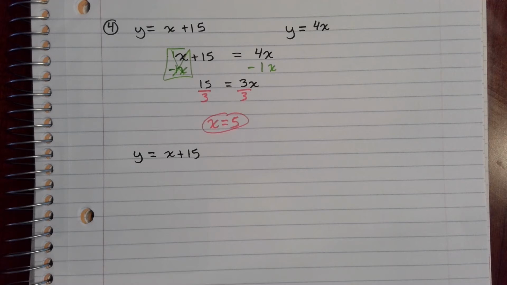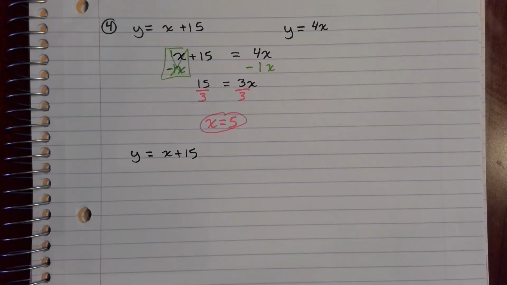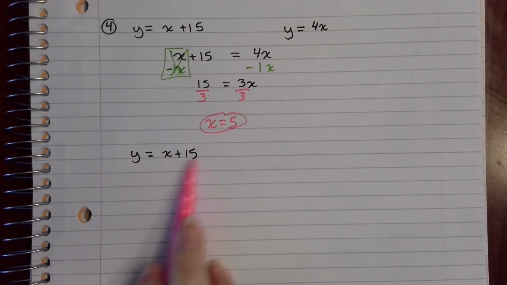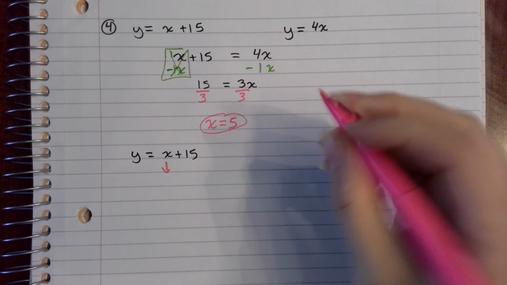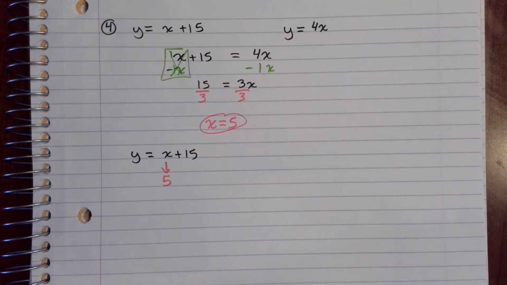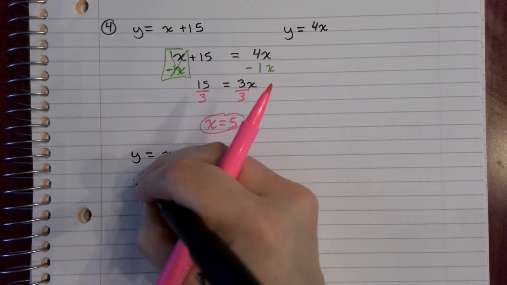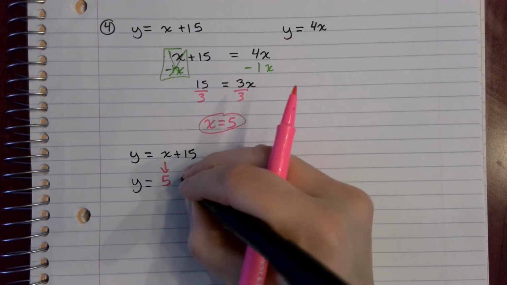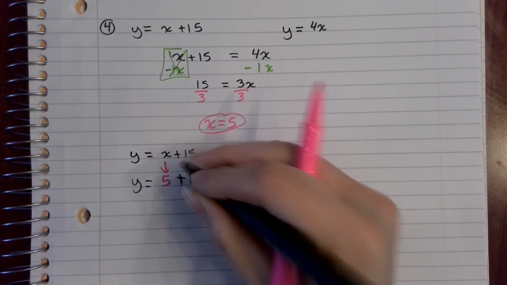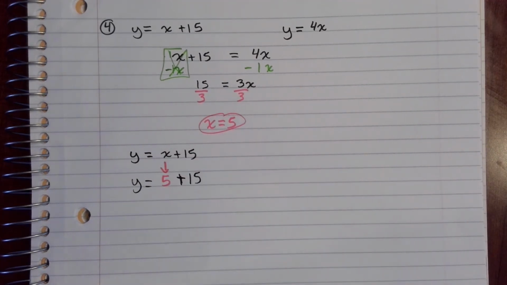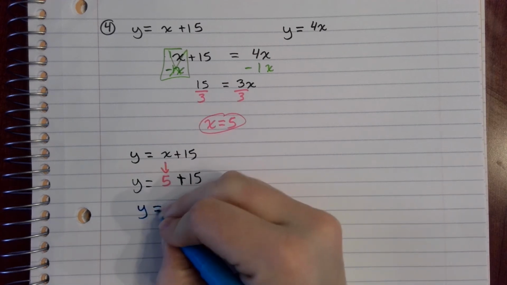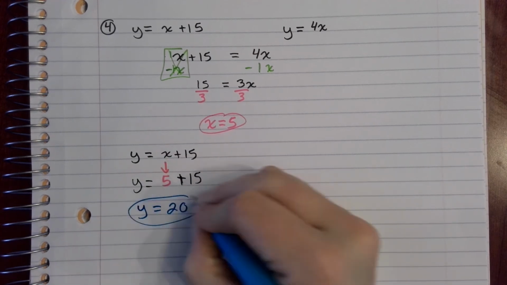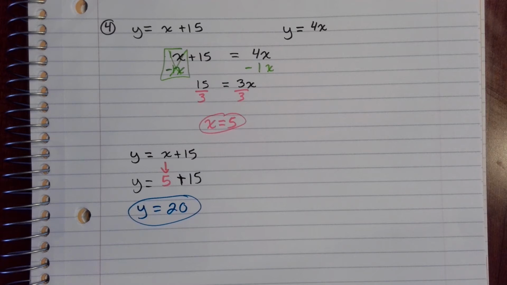All right, so we've got our equation here, y is equal to x plus 15. We're just going to go ahead and plug the 5 in for the x. So we now have y is equal to 5 plus the 15. And then, of course, 5 plus 15, we get a 20. So we get y is equal to 20. Okay, now that we have both of those, we can go ahead and do our check.